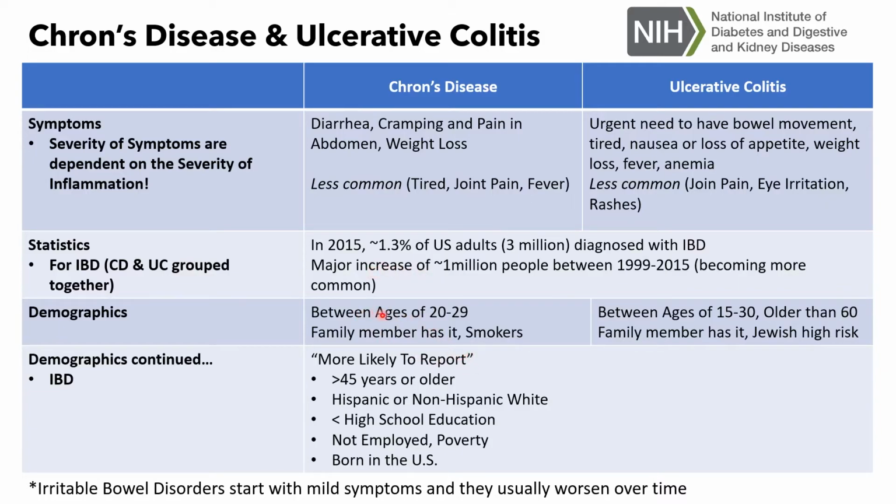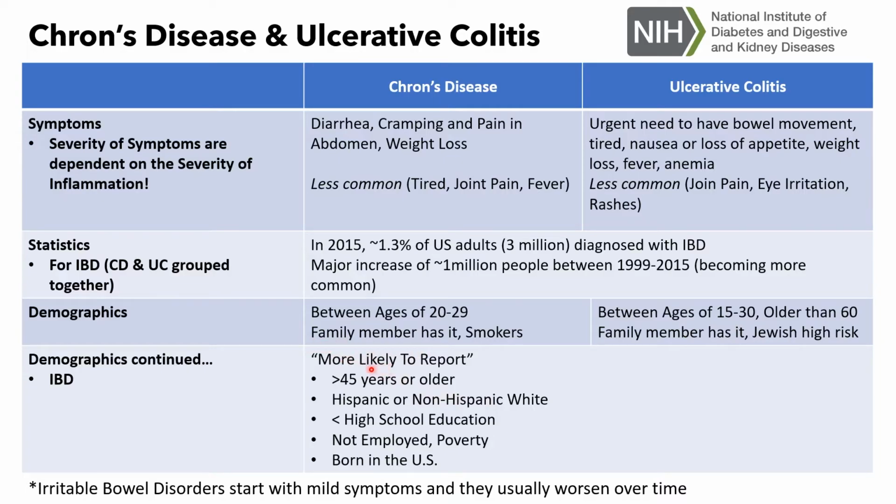We'll also see here the ages, where there's some contradictory reporting, as you see below. But for Crohn's disease, it seems to be more commonly diagnosed between 20 and 29, and you have a much higher chance of getting it if another family member has it or if you smoke cigarettes. And then over here for ulcerative colitis, we can see that it's usually diagnosed between the ages of 15 and 30, and in people who are older than 60. So there's a little bit of a gap there. But then also, if family members have it, and if you're Jewish, you actually have a higher risk. So this does speak to a genetic predisposition there.